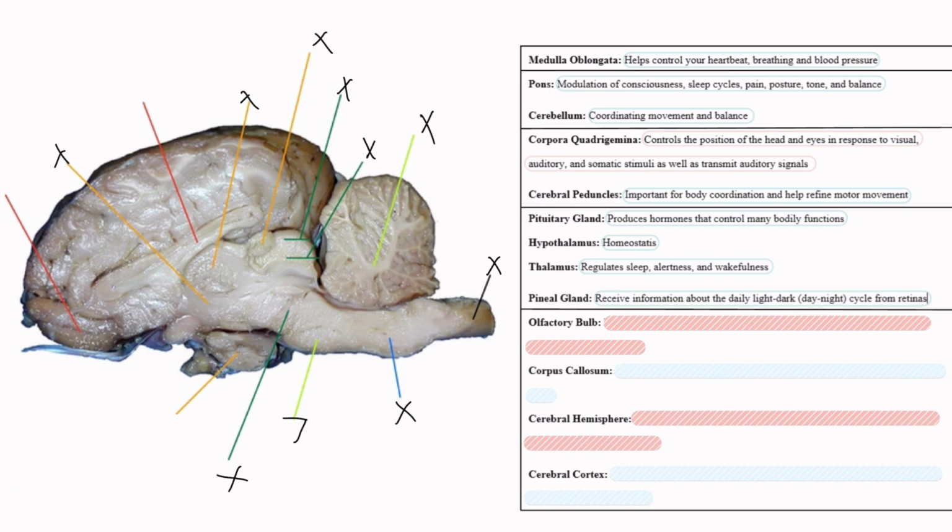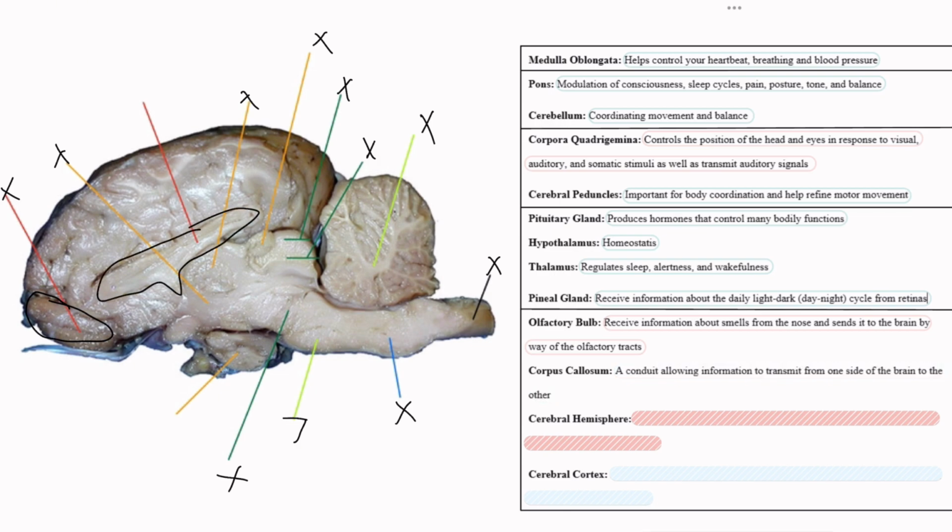Okay, and finally we have the telencephalon. The olfactory bulb is this structure right here. The function of the olfactory bulb is that it receives information about smells from the nose and sends it to the brain by way of olfactory tracts. The second one is the corpus callosum. The corpus callosum is this structure right here. The function of the corpus callosum is that it is a conduit allowing information to transmit from one side of the brain to the other.